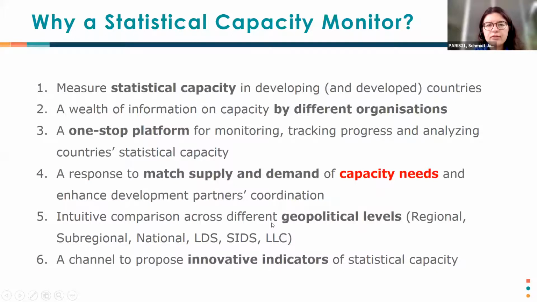So first of all, why do we have in PARIS21 a statistical capacity monitor? The idea was to make sure we have a one-stop place where we can measure statistical capacity in developing and developed countries. It is a platform that allows you to monitor, to track progress, and to analyze different countries, but also regions, and to match a bit the capacity needs in terms of how to structure your own programs and your planning, for example, to understand a bit better what is the relative needs of your country or your region vis-a-vis others in the world. So as I said, it's possible to do comparison across geopolitical levels, so regional, sub-regional, national, but also income levels, SIDS. And there's a channel to propose innovative indicators. So we work closely with experts from the community and countries to be able to capture as much as possible the reality.